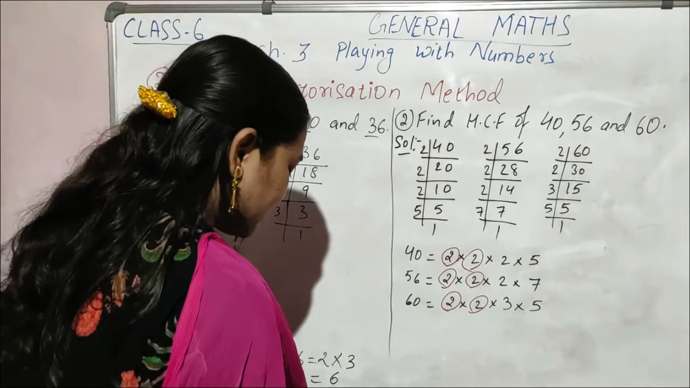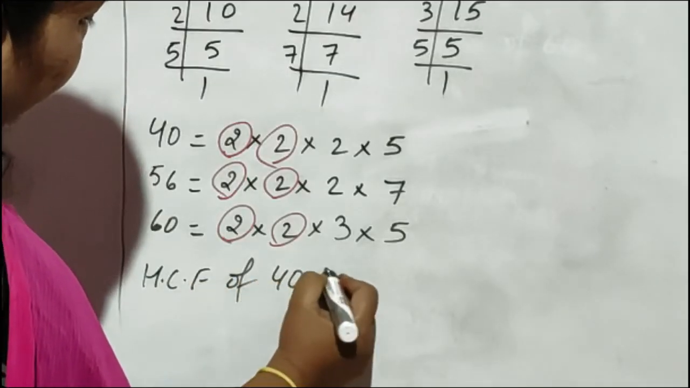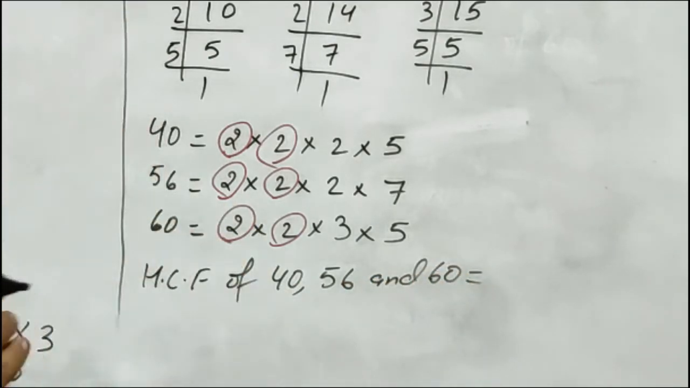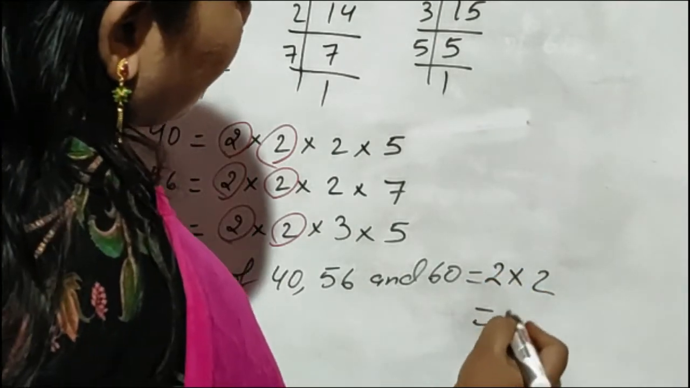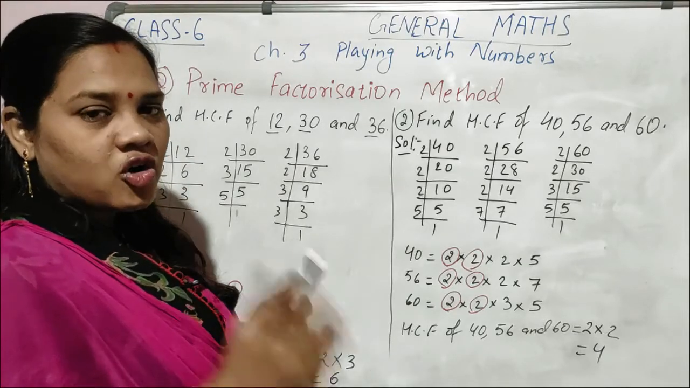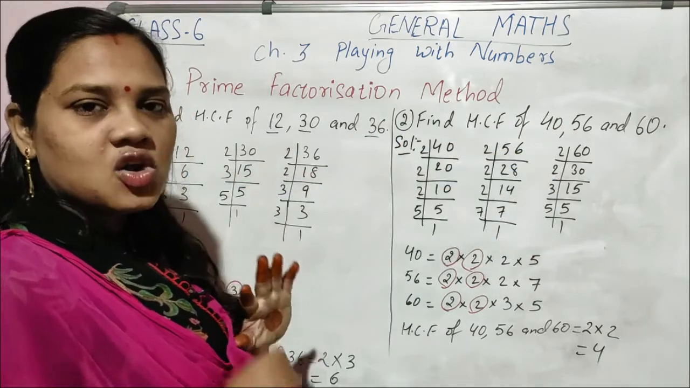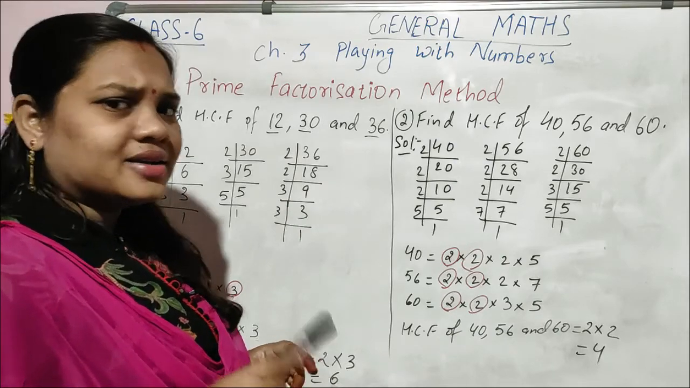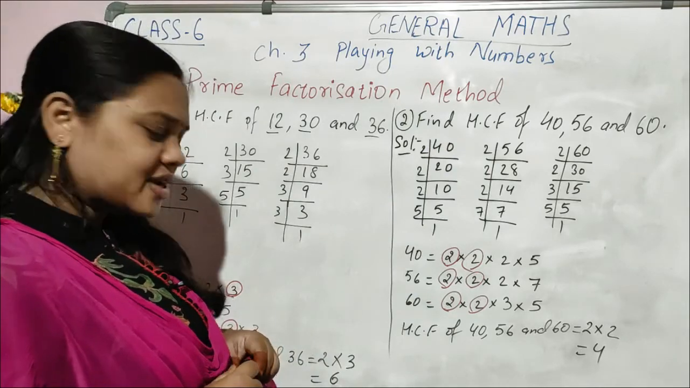So what is HCF? HCF of 40, 56 and 60 is equal to product of common prime factors. So 2 into 2, answer is 4. So your HCF is 4. 4 is the greatest number which divides 40, 56 and 60, all the three numbers exactly. Greater than 4, any other number not there which divides all these three numbers exactly. Clear children? Is it clear?